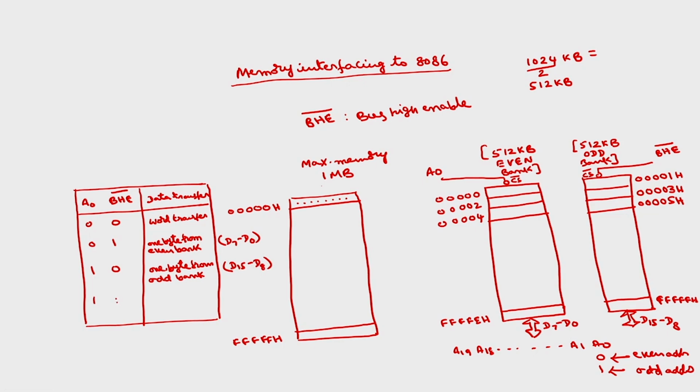If both are 1s, no transfer occurs, no data transfer will take place, because both will be disabled. Okay, there will be no data transfer. So, based on this, we can connect the memory to the microprocessor.